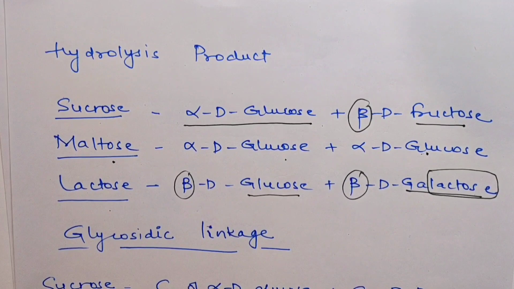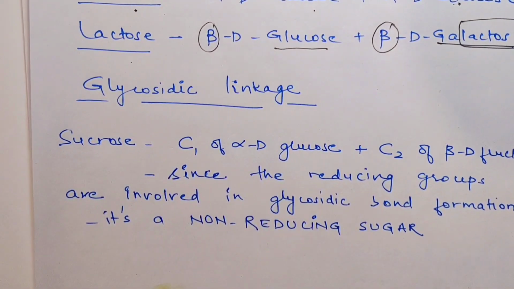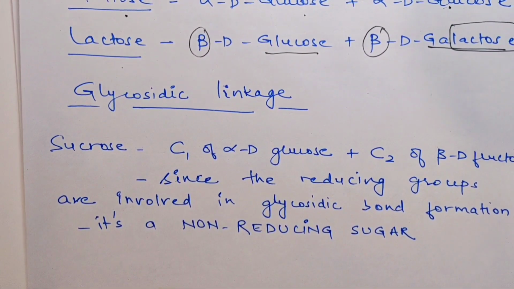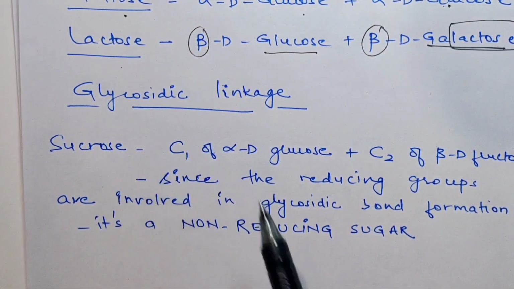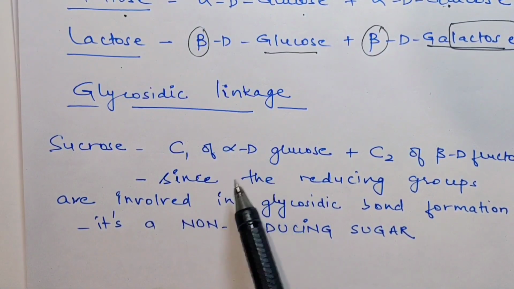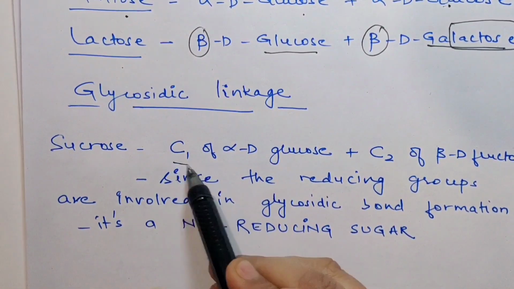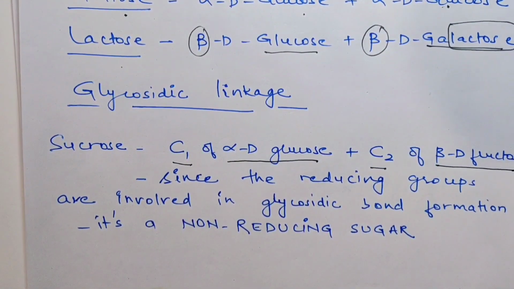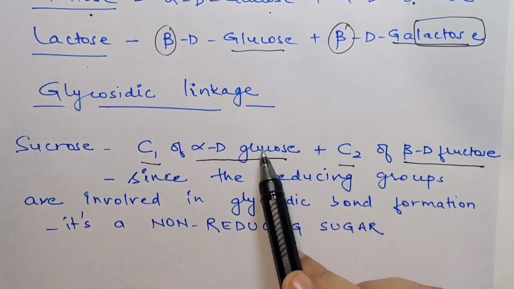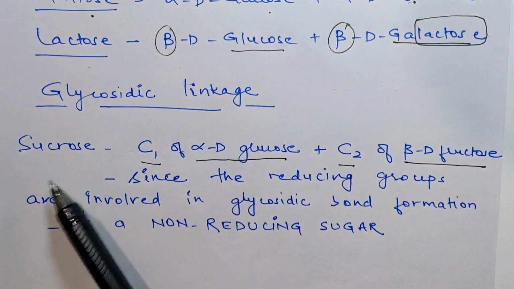Okay, now more important than that, in reasoning questions what's very usually asked is the glycosidic linkage. In sucrose, the linkage that takes place between glucose and fructose is this: C1 of alpha D glucose and C2 of beta D fructose. They combine, and with the loss of a water molecule, you get sucrose.